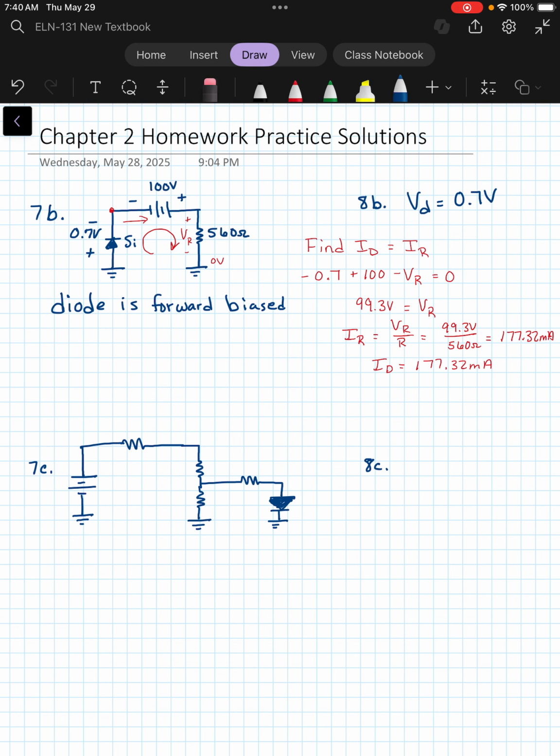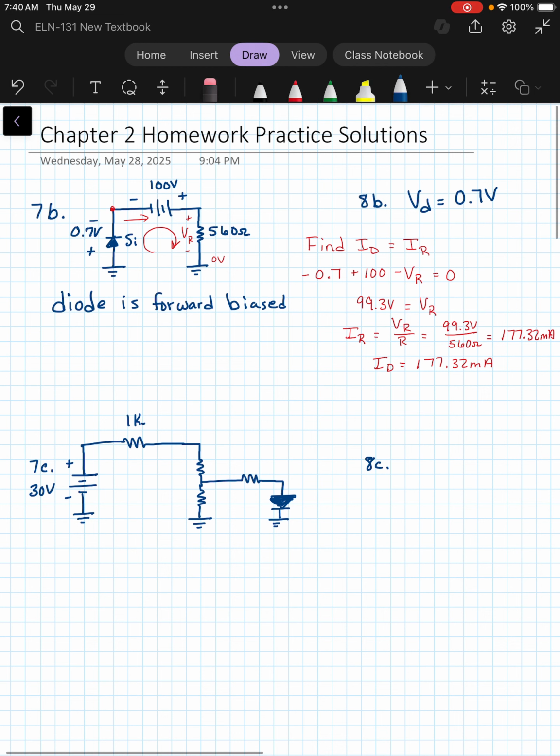Okay, so for 7C, we have a 30 volt source and a 1 kilo ohm resistor here, 1.5 kilo ohm resistor here, 4.7, and another 4.7. And we want to determine if this silicon diode is forward or reverse biased.